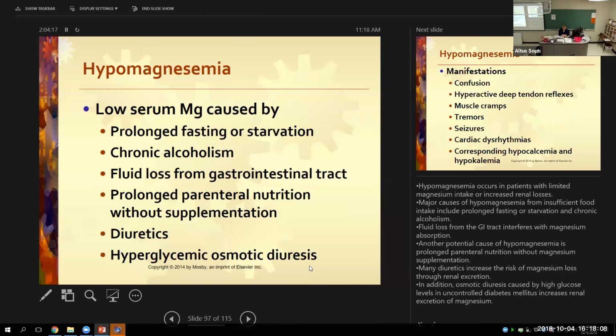Low magnesium can be caused by prolonged fasting or starvation. It can be seen in chronic alcoholism. It could also be seen with nausea, vomiting, and diarrhea, maybe with diuretics.